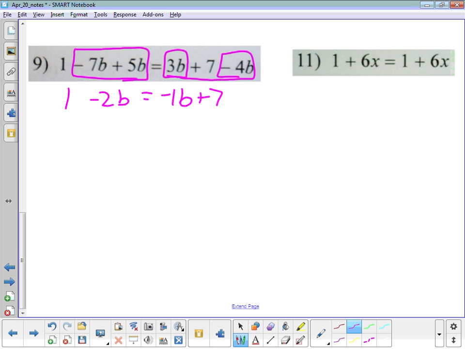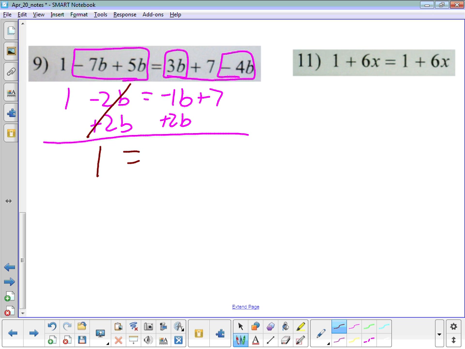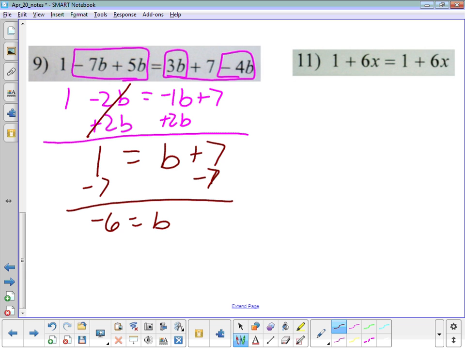Now, this is why I say I want to move the smaller one first. Negative 2 is actually smaller than negative 1. It's further left on the number line, so I'm going to add 2b to both sides. That'll eliminate the 2b here on the left, giving me a 1. And on the other side, I got 2b minus 1b, which is just a b plus 7. Now I can take away the 7 from both sides, and I get a negative 6 equals b.